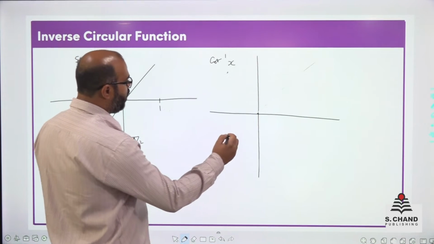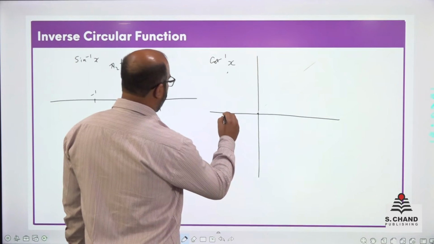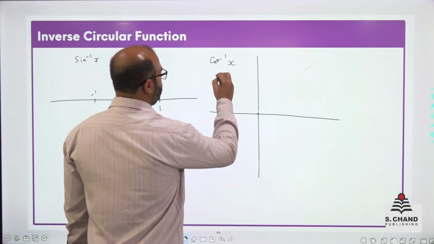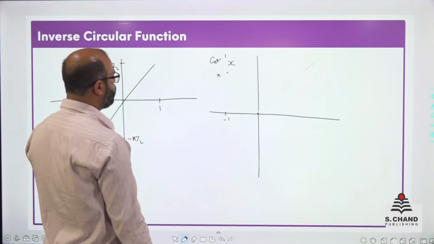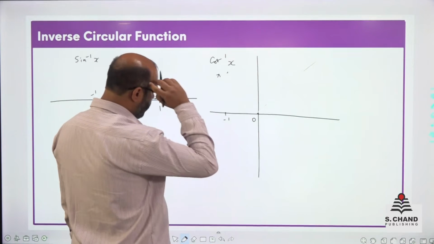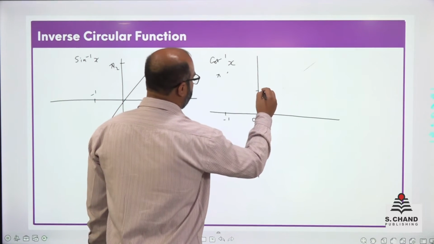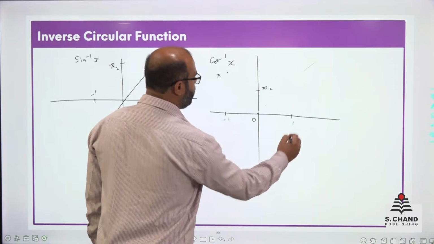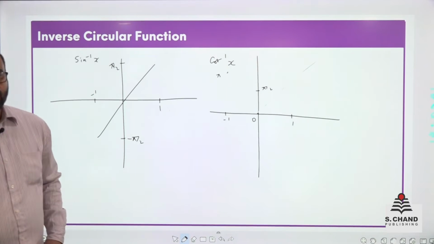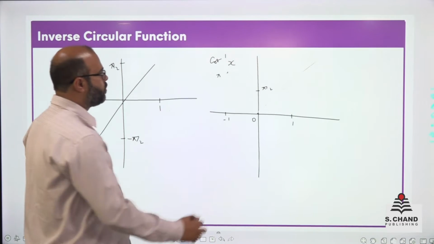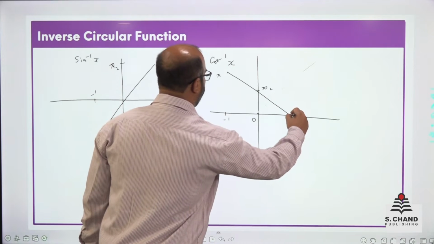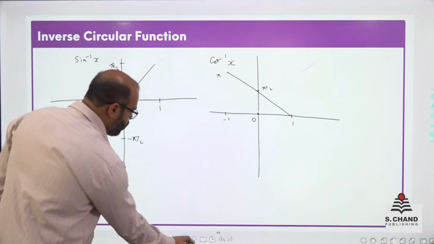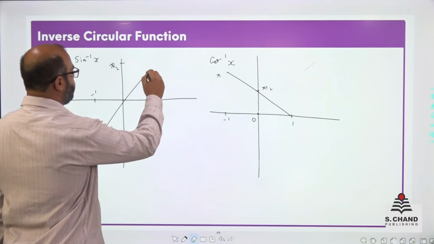So let us plot the graph for minus 1. So cos inverse of minus 1 is pi. Cos inverse of 0, that will be pi by 2, and cos inverse of 1, that will be 0. A graph like this. Not a straight line, sorry, I've made some mistake here.